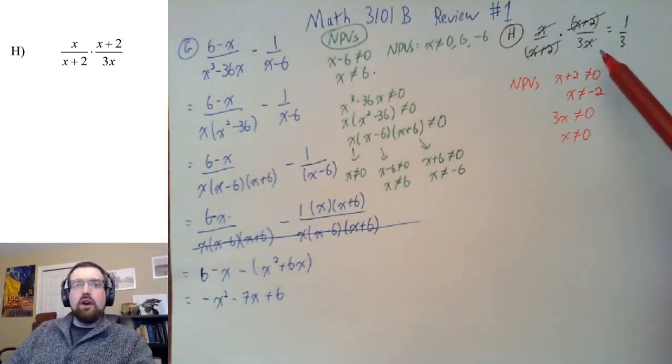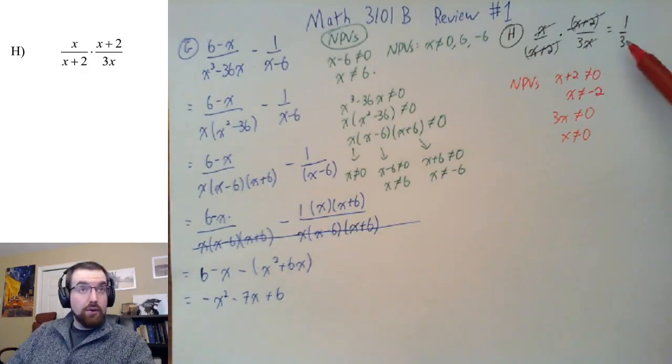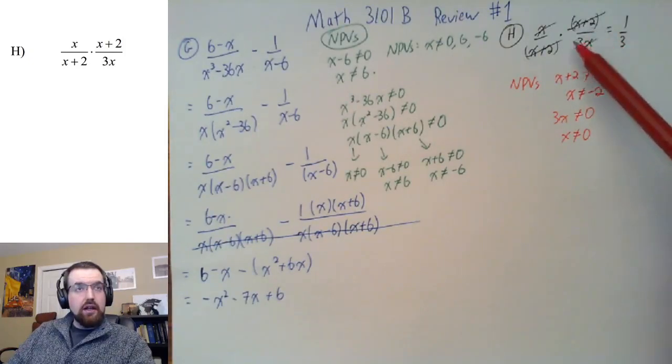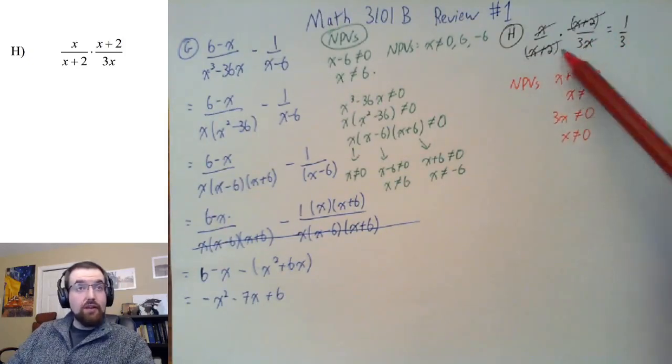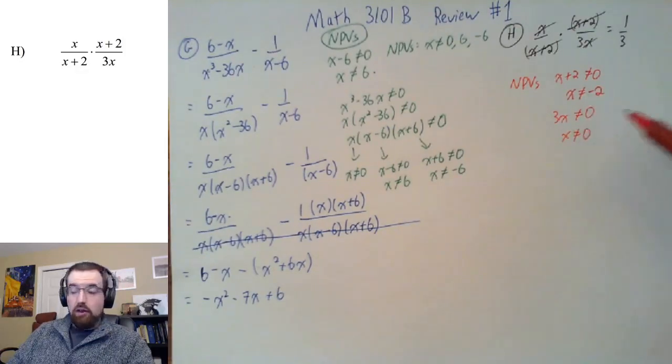So even though this simplifies down to being just 1 over 3 with nothing else going on in it, we do know that there have to be NPVs because the original form had x plus 2 on the bottom and 3x on the bottom, which means x is not going to equal -2, and x is not going to equal 0.